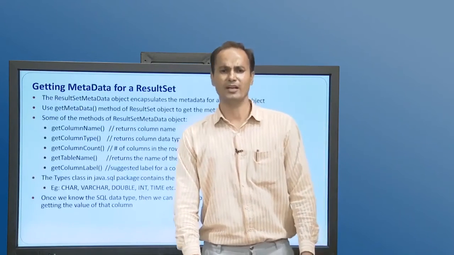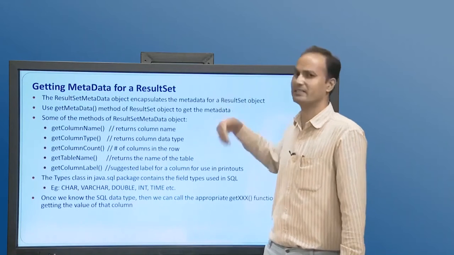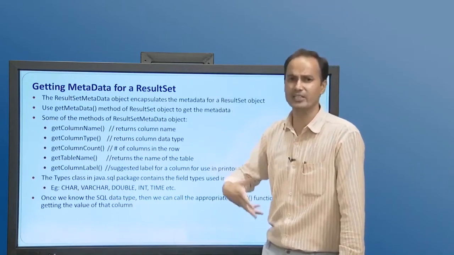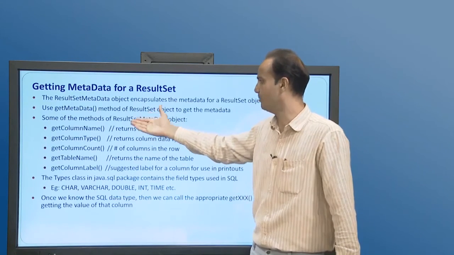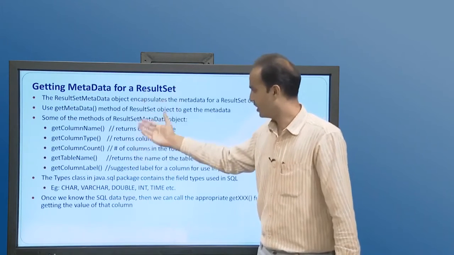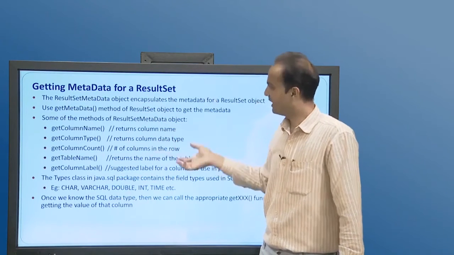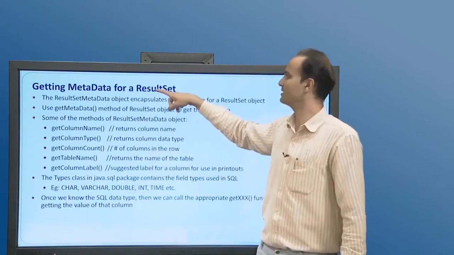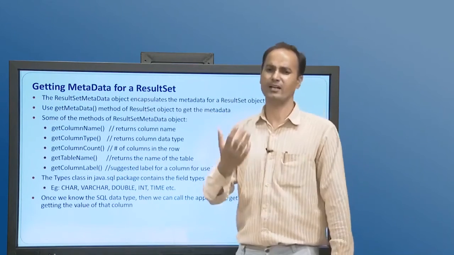Now if you want to get metadata for a result set, that means we have a result set but we want data about the data, such as the column name, column type, number of columns, table name, and column label, then we can use these methods of ResultSetMetaData and manipulate it. So this is all about JDBC, its drivers, classes, interfaces, different kinds of statements, methods of statements, ResultSetMetaData, and methods for manipulating result set data.